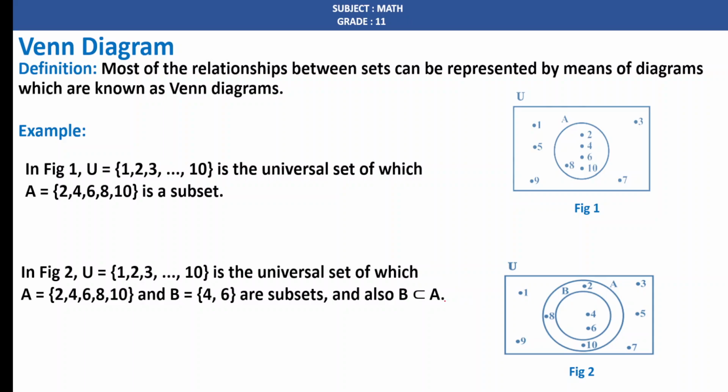Second example. If U is a universal set of 1 to 10, then B is with its elements 4 and 6, and A is 2, 4, 6, 8, 10. If we observe here, these elements of B are already present in A. Therefore, we can write B as a subset of A. So B is a subset of A, with B being 4, 6 and A consisting of 2, 4, 6, 8, 10. The universal set is 1 to 10.